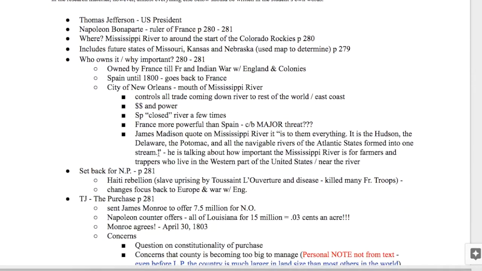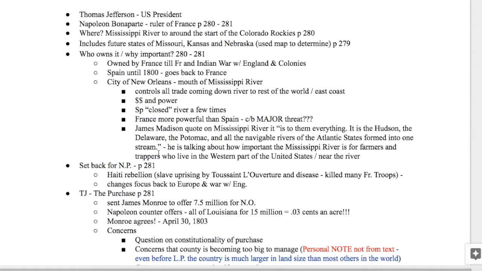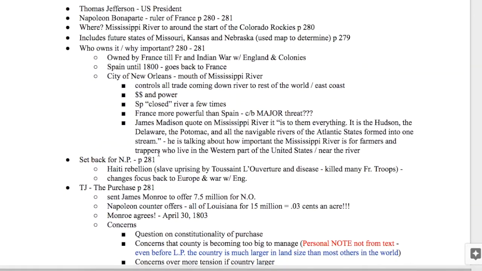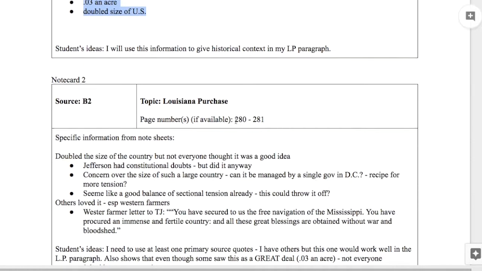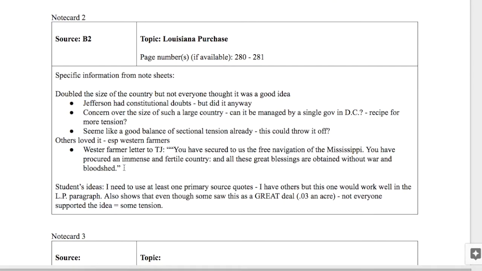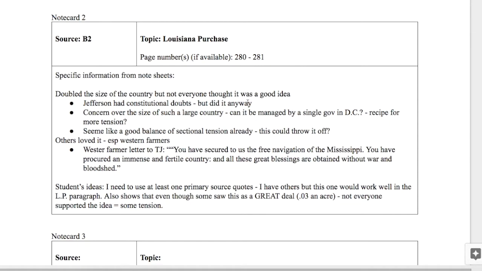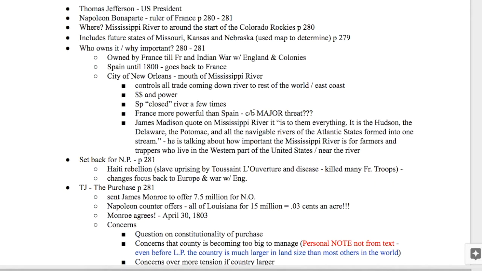They were able to get a lot more information about the Louisiana Purchase from the textbook. And here's the notes that they took. These notes, in turn, resulted in this note card. Now you'll notice there are a lot more facts here than here. Now that doesn't mean that these other facts are not also going to be used, at least that some of them are not also going to be used.